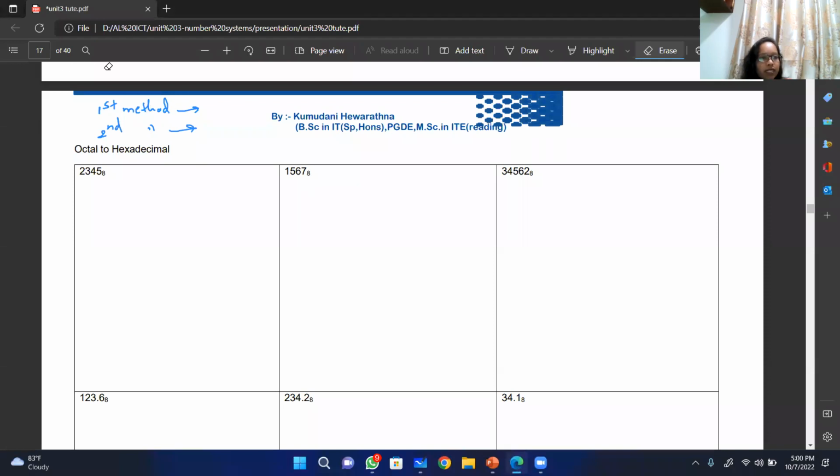Page number 17. First one we'll do 2, 3, 4, 5. We have to convert into hexadecimal. So we will follow the first method for this one, and the second one we will do with the second method.